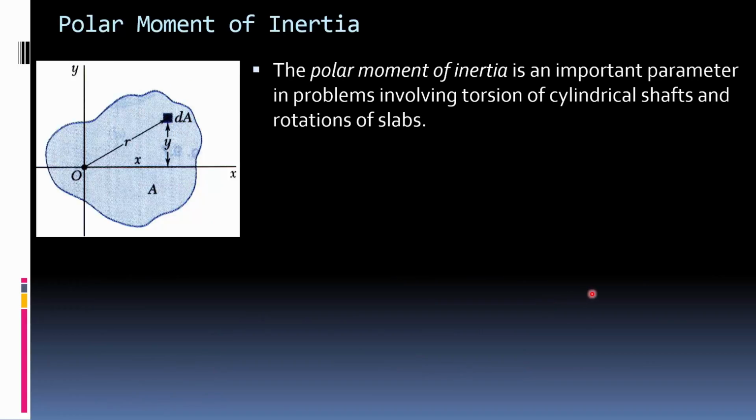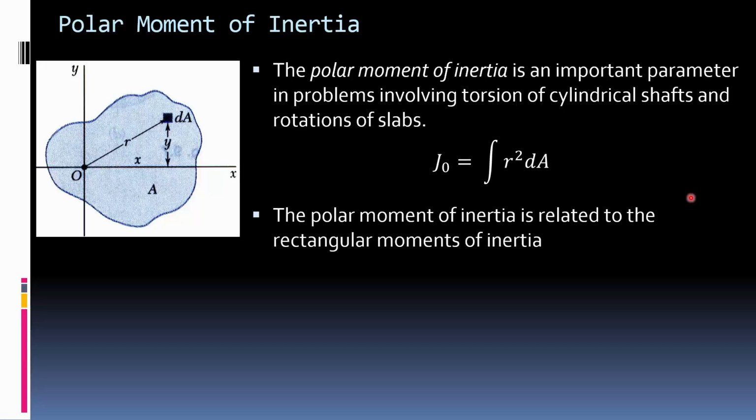Now, polar moment of inertia. So those are both the moments of inertia with respect to the x and the y-axis. Well, the polar moment of inertia is an important parameter. It has to do with problems involving torsion of cylinder shafts and rotations of slabs. Okay, and so how do you figure that out? Well, it's called J naught, J0, is integral of r squared dA, right? So that's nothing too exciting. But this can actually be related to the rectangular moments of inertia.